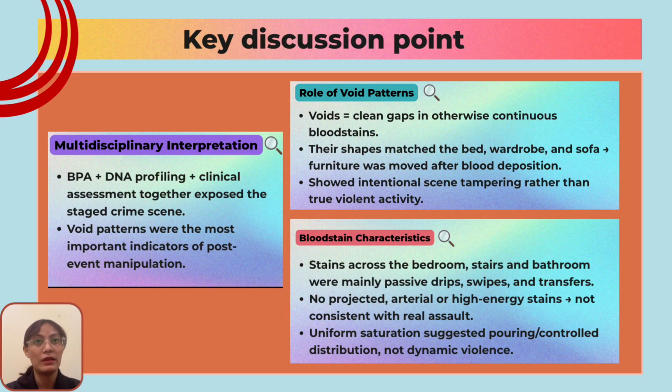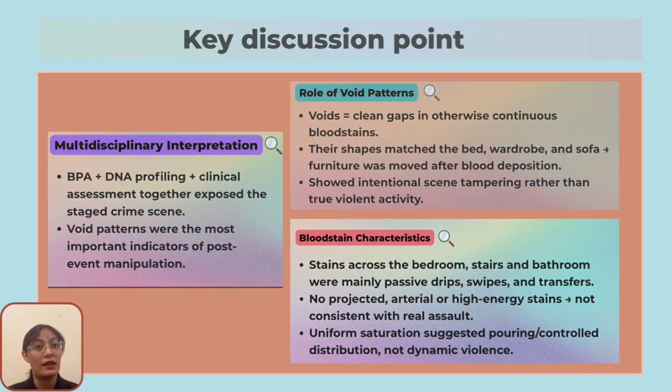When we look at the bloodstain characteristics themselves, most patterns across the bedroom, stairwell, and bathroom were passive in nature, such as drip, swipe, and transfer. There were no projected or arterial stains, which would normally be seen in dynamic or high-energy events. The uniform distribution of blood also suggested controlled pouring rather than bloodshed from an actual attack.